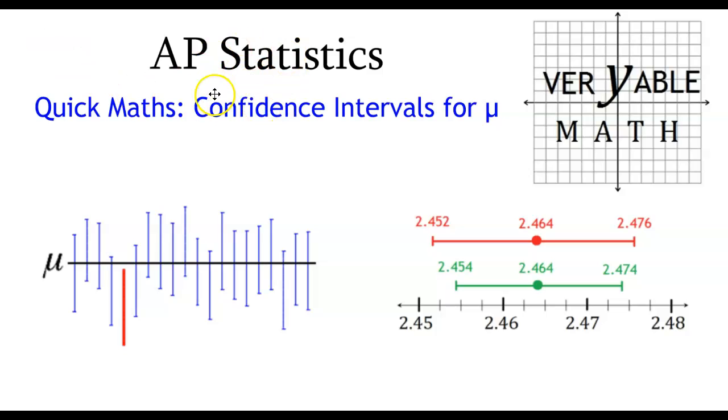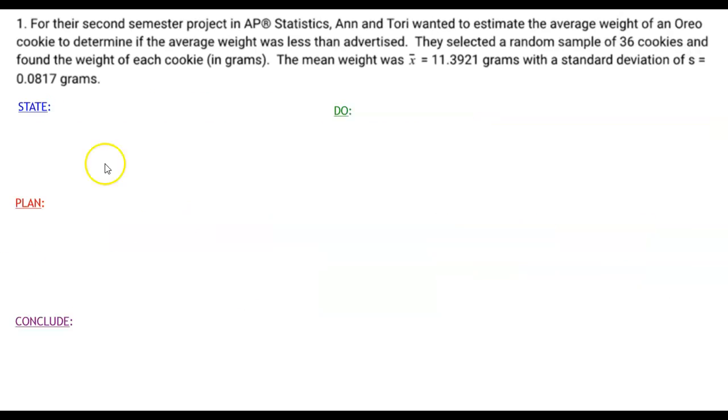Hello students, this is a quick maths video about confidence intervals for mean. I'm going to be talking about a couple of different practice problems on how to find the confidence interval for a mean when I'm looking at sample data, specifically a sample mean and a sample standard deviation. The question is from a recent textbook question and a question that was on the notes for the second semester project.